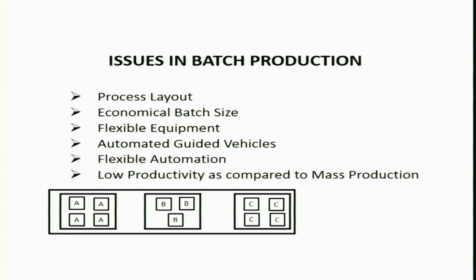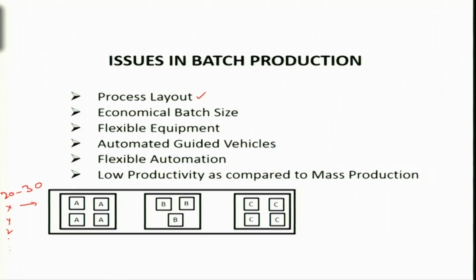Now, coming to the second type of production system, which is the batch production system. The batch production system has a process layout, because here I am not producing one type of product. I am producing different types of products X, Y, Z and like that. So many types of products I am producing. Usually 20 to 30 different types of products are produced in a batch production system.